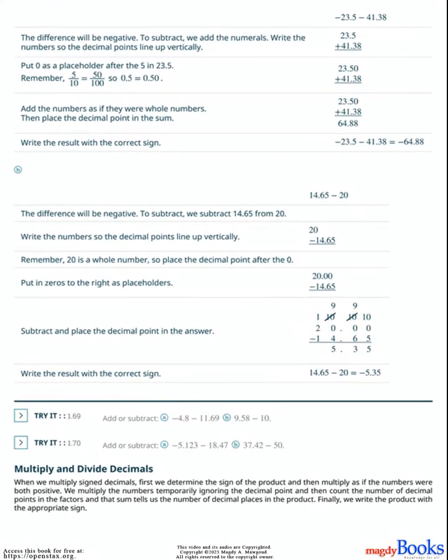1.4.3. Multiply and divide decimals. When we multiply signed decimals, first we determine the sign of the product and then multiply as if the numbers were both positive. We multiply the numbers temporarily ignoring the decimal point, and then count the number of decimal places in the factors, and that sum tells us the number of decimal places in the product. Finally, we write the product with the appropriate sign.